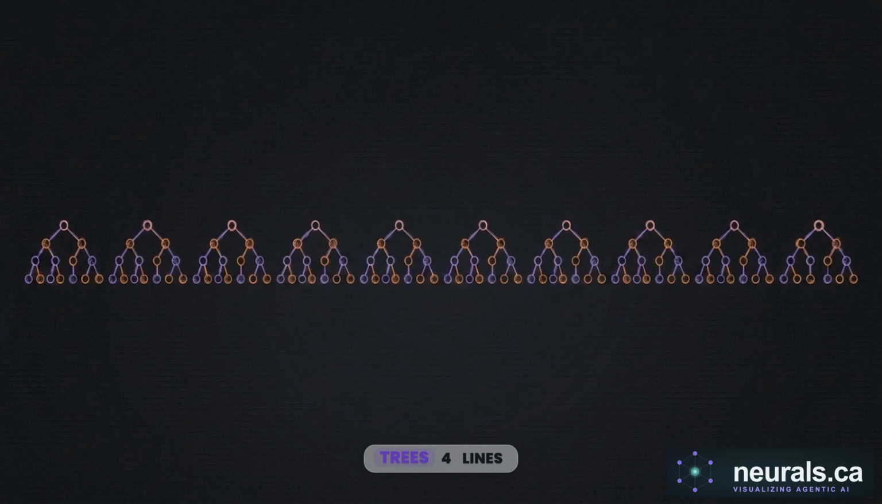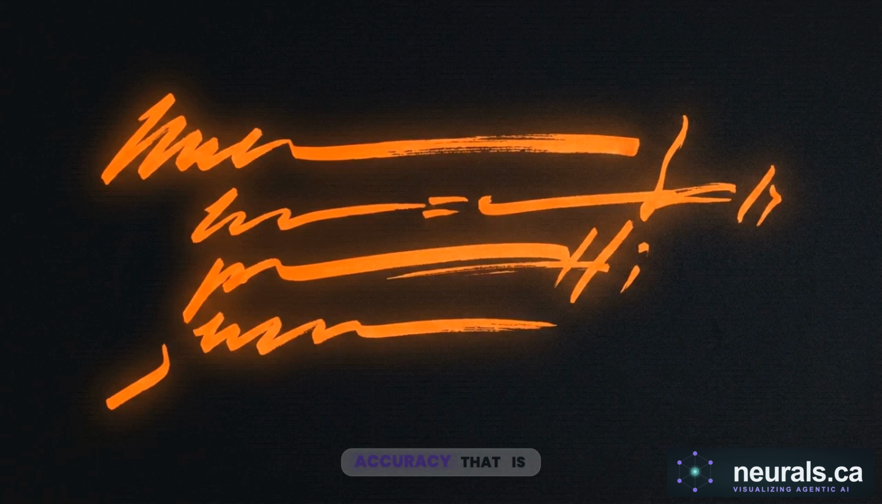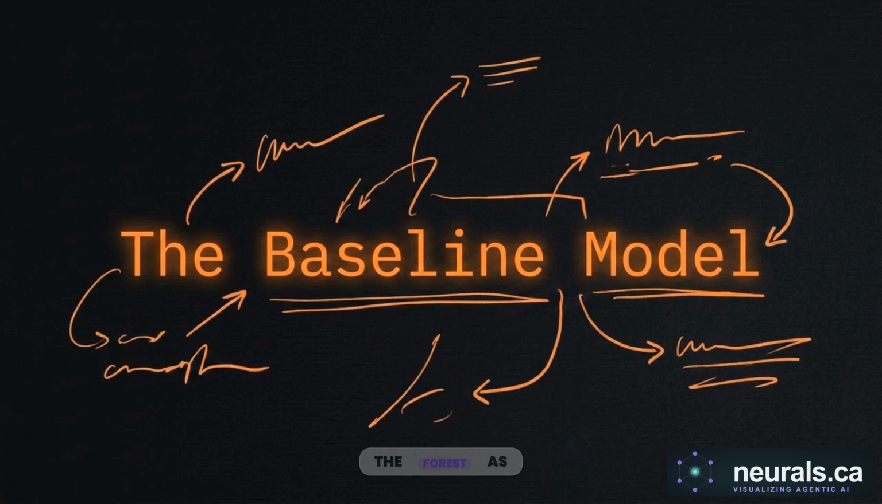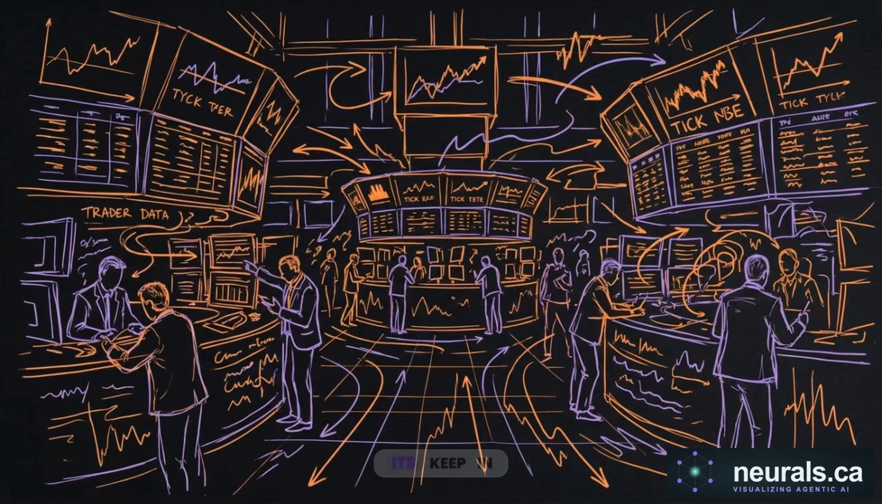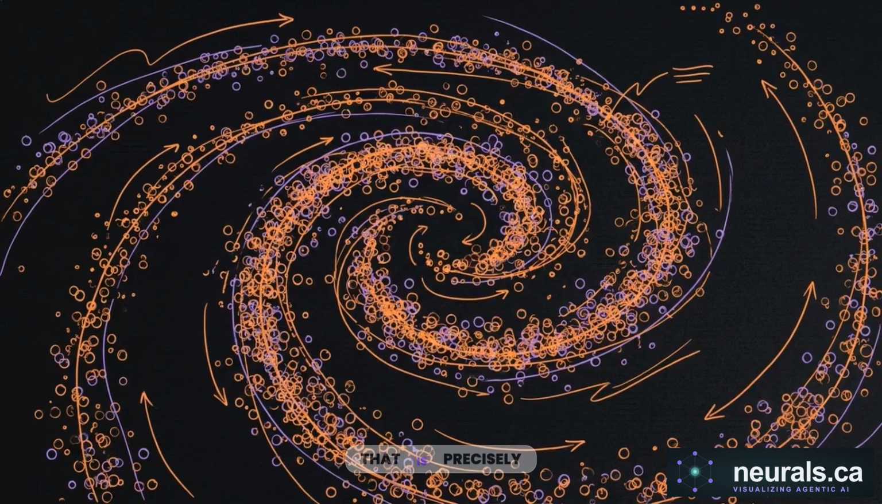Just 10 trees, 4 lines of code, 93% accuracy. That is the appeal of the forest as a default. But 4 lines that score 0.93 on a toy dataset is one thing. Where does a forest actually earn its keep in the real world? And when exactly should you not reach for it? That is precisely the critical question we will answer next.